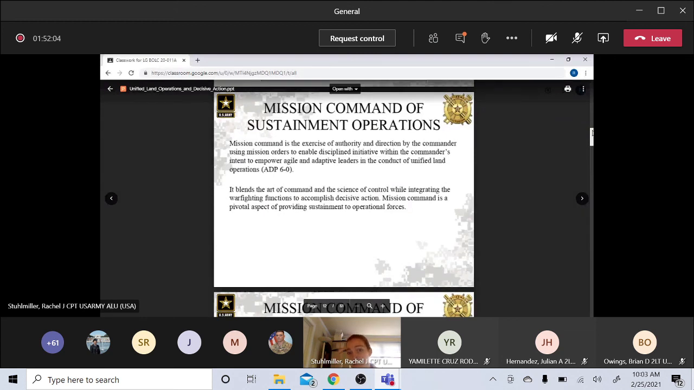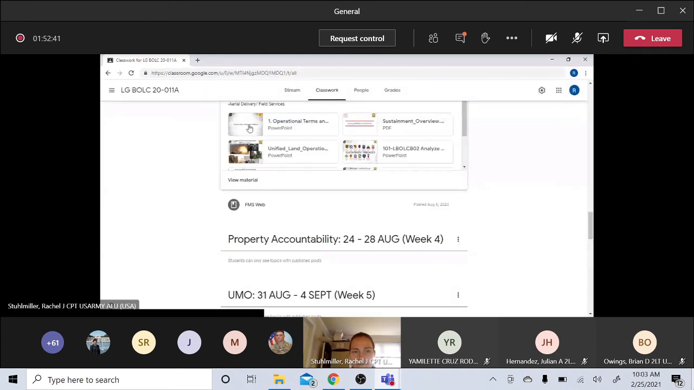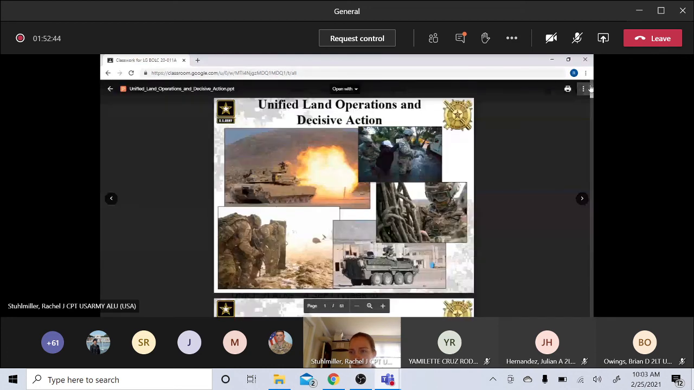So, mission command of sustainment operations. I think someone actually used these exact words: exercise of authority and direction by the commander, but it enables disciplined initiative. The words that were used were art of command and science of control. Yes, you're integrating those warfighting functions to accomplish decisive action, but mission command is really enabling it. And like I said, if you don't understand mission command, go back to those principles, and I think mission command will be clear. So, here are those principles.